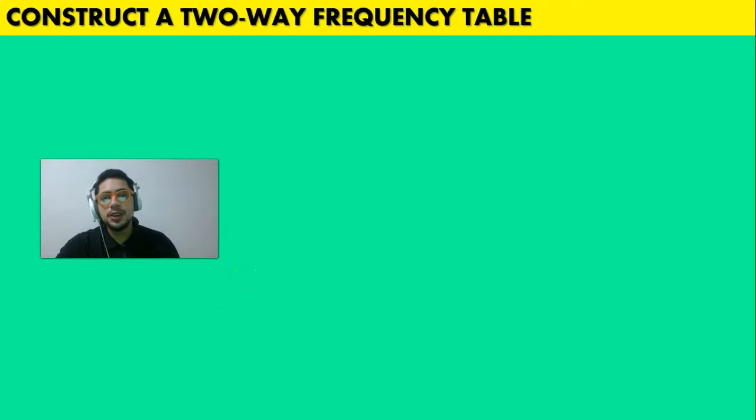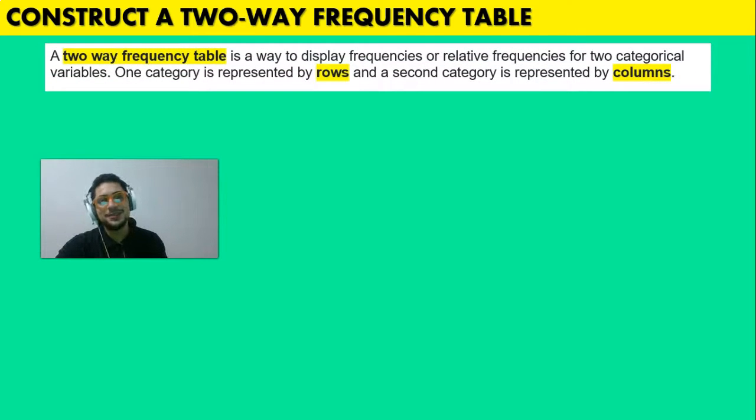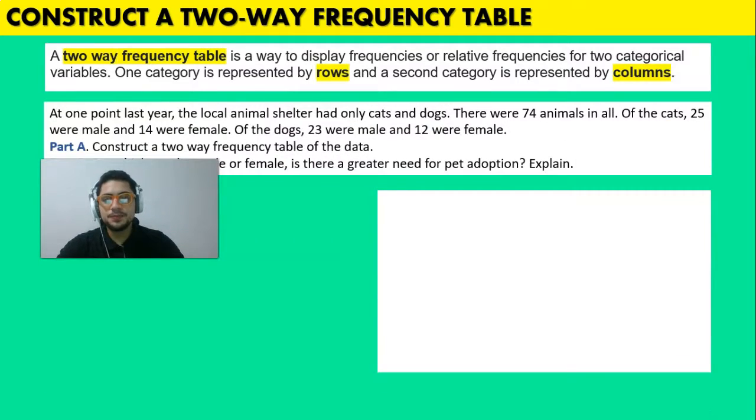Okay guys, so the first thing when understanding how to construct a two-way frequency table is first asking the question, what is a two-way frequency table? A two-way frequency table is a way to display frequencies or relative frequencies for two categorical variables. So we're always going to be comparing two variables. One category is going to be on rows, and the other one is going to be on columns. It doesn't really matter which one goes where, but the important thing is that we are going to use both rows and columns in two-way frequency tables.